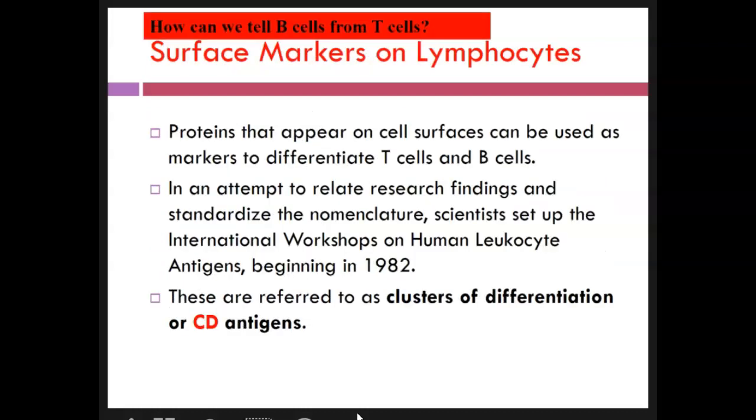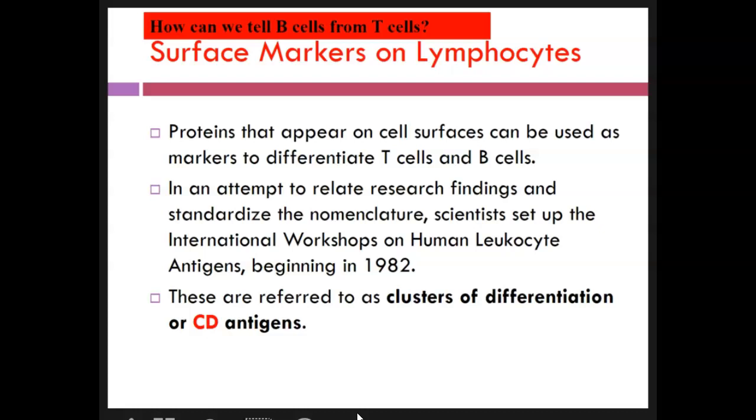So, how can we tell B cells from T cells? Because I've only showed you one picture of what lymphocytes look like, and plasma cells. We can tell what the difference between B cells and T cells are based on markers on their cell surface. And these markers are called clusters of differentiation, or CD antigens.